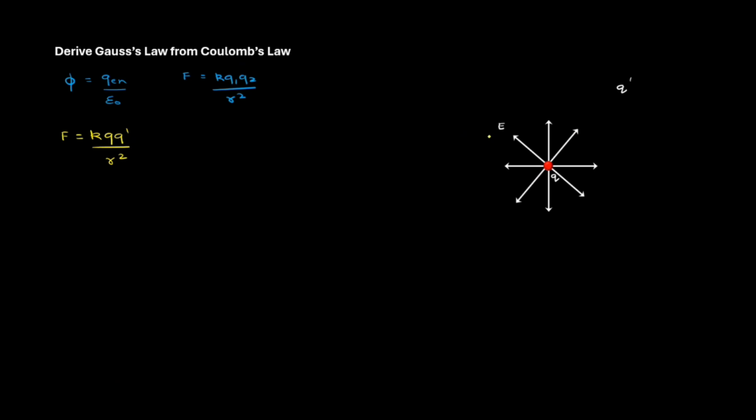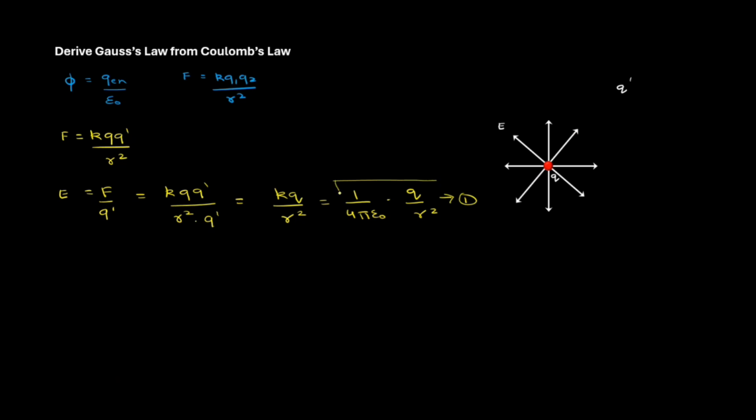From the definition of electric field, we can find electric field E as force per unit charge. So when I substitute for force over here, we get K Q Q prime over R squared into 1 over Q prime. And when you cancel off the Q prime, you get electric field as KQ over R squared, where K can be written as 1 over 4 pi epsilon naught, so E equals 1 over 4 pi epsilon naught times Q over R squared. So this is the value of electric field E at any point because of the charge Q.